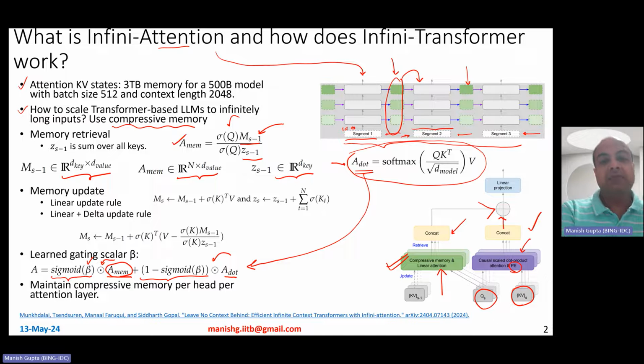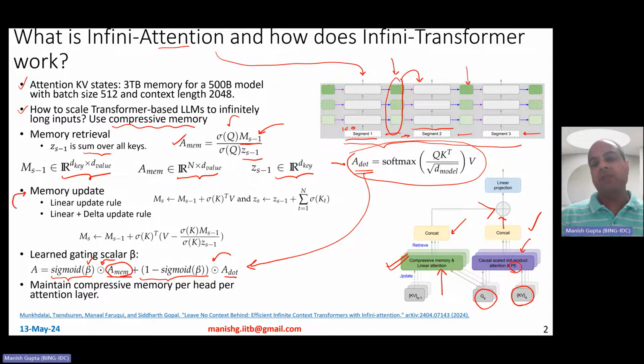Now, what is Z S minus 1? Z S minus 1 is essentially the sum over all the keys. Here, it does not really matter much, because I can just say that you retrieve Z S minus 1 as whatever was stored in the memory. So M and Z, those two things are what you store in the memory. Okay. But where it matters is basically here.